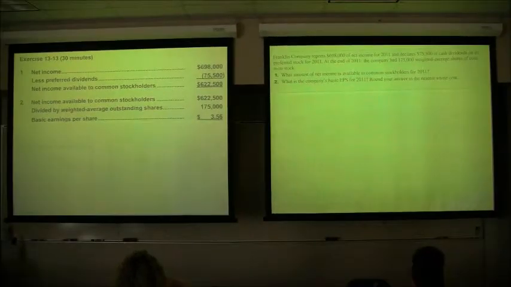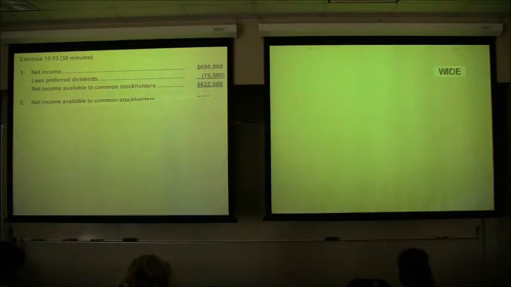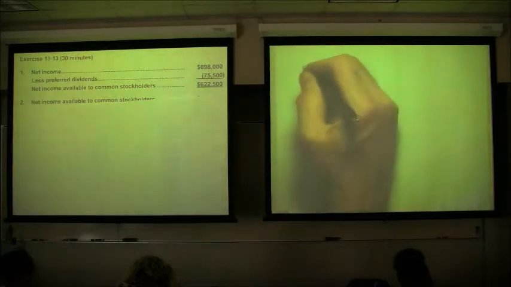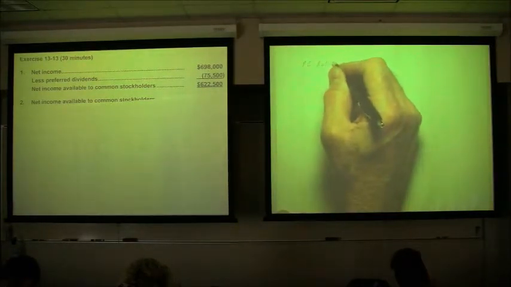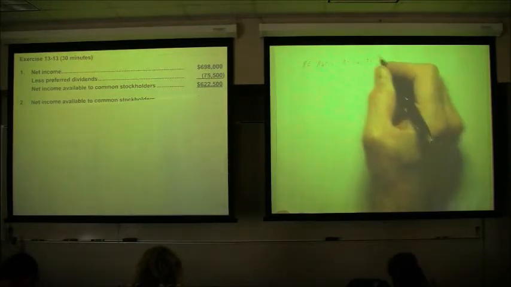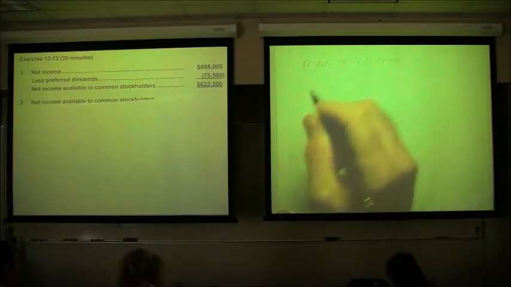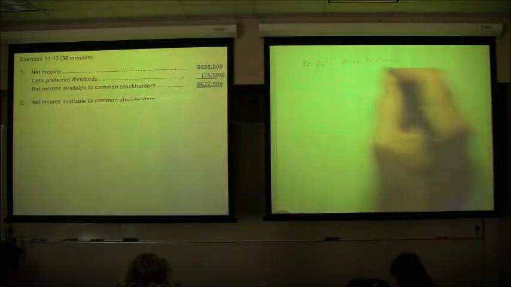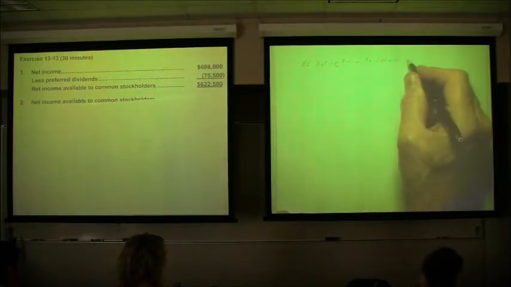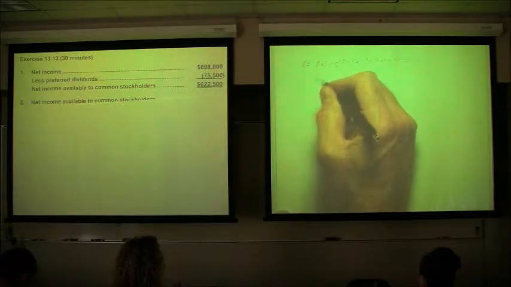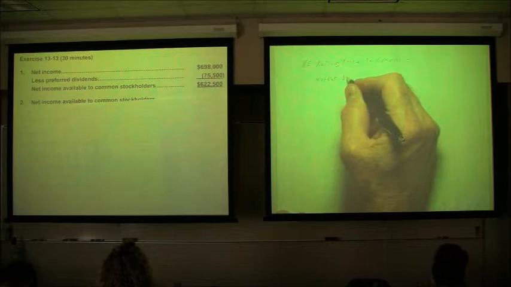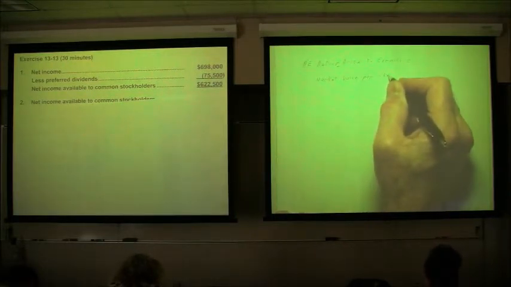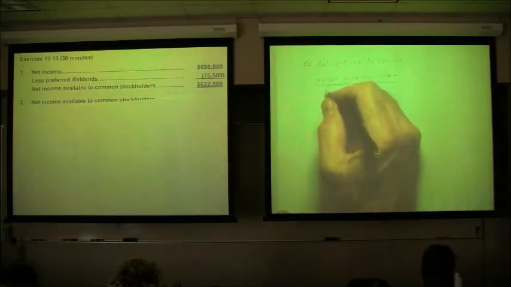Next ratio we're going to take a look at is the price to earnings ratio, the PE ratio. Basically, it's the market value per share divided by the earnings per share. It equals the market value per share divided by the earnings per share.